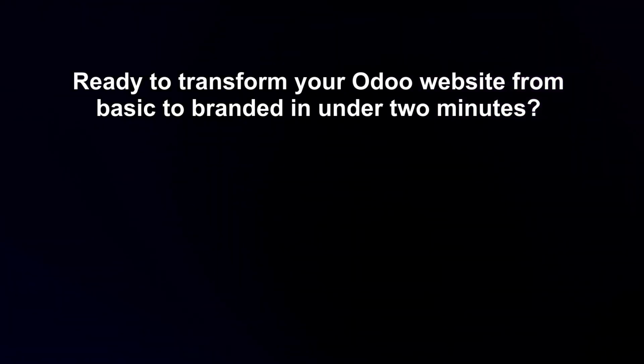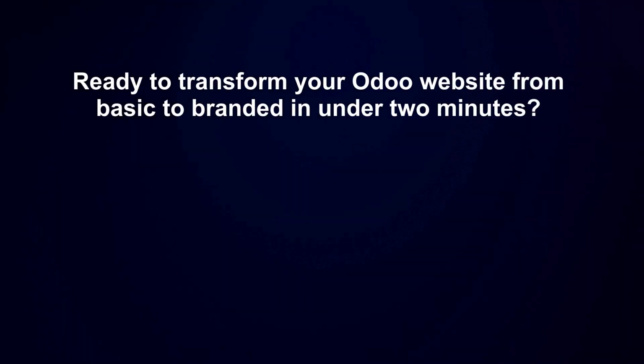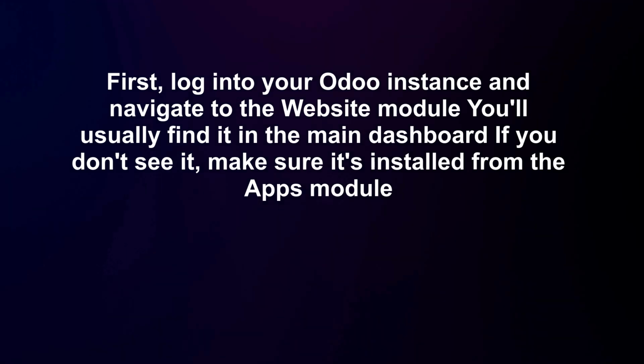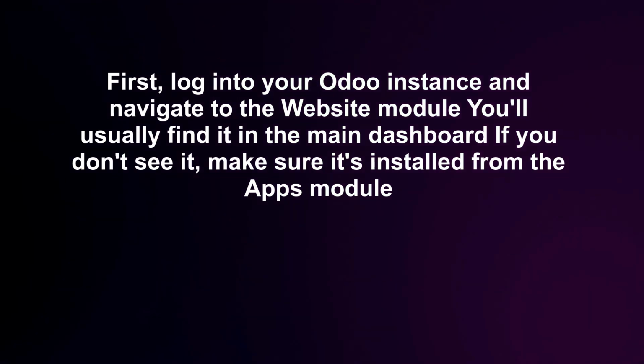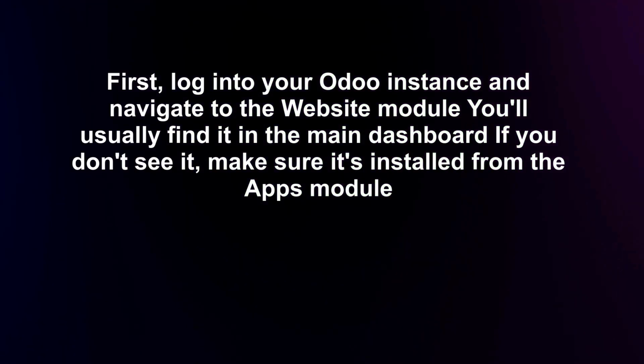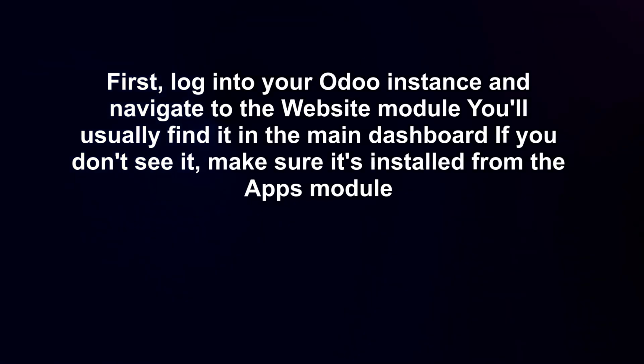Ready to transform your Odoo website from basic to branded in under 2 minutes? First, log into your Odoo instance and navigate to the website module. You'll usually find it in the main dashboard. If you don't see it, make sure it's installed from the apps module.